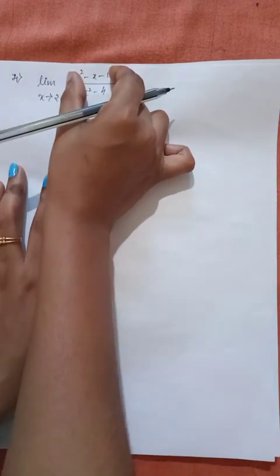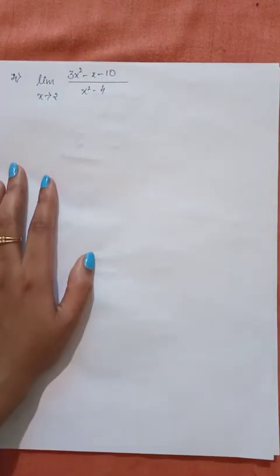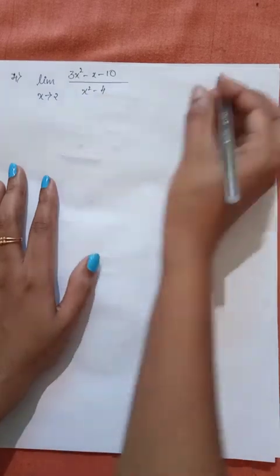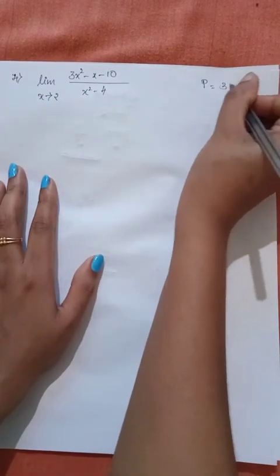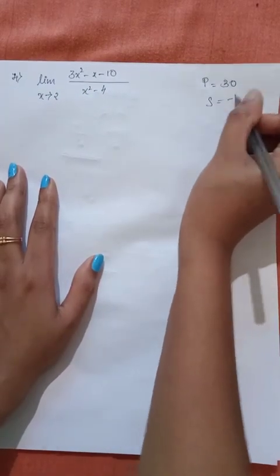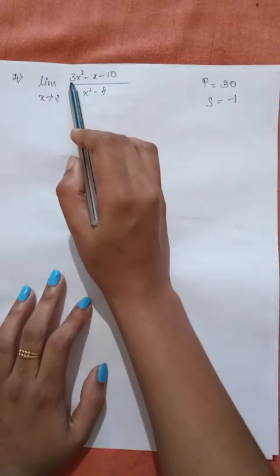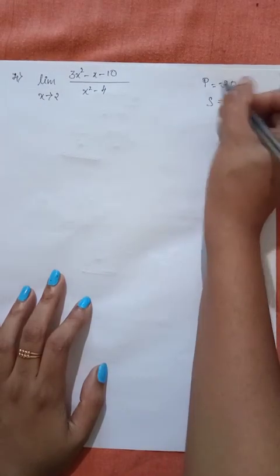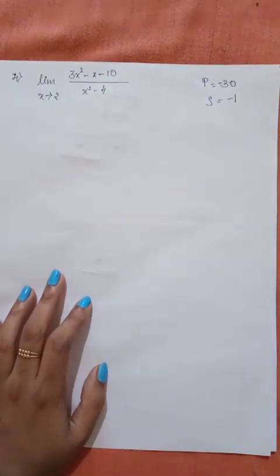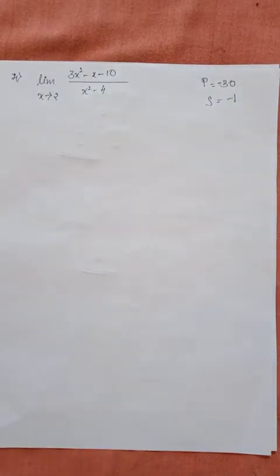What you have to do is, here you have to factorize the numerator. So what is the product? The product you should get as 30 and the sum should be minus 1. Okay. So you have to find two numbers such that the product is 30, that is 3 into minus 10. So minus 30. Okay. The product should be minus 30 and the sum should be minus 1. So you have to find two numbers such that when you multiply those two numbers, your product should be minus 30 and your sum should be minus 1.